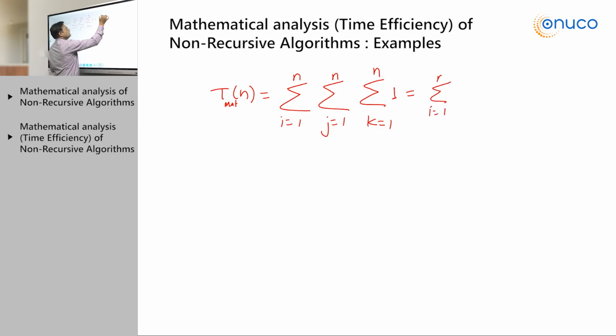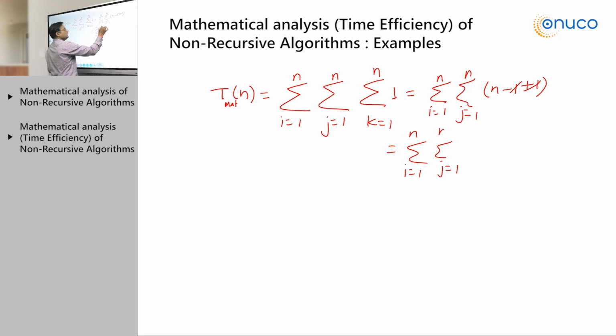So the outer loops will be kept as they are. First we are going to solve the inner loop. What is that? n minus 1 plus 1. Upper limit minus lower limit plus 1. 1 and 1 got cancelled. So in that case, we have i is equal to 1 to n, j is equal to 1 to n, and here we got n. Remember that this n does not depend on the j value. The j value is j is equal to 1, 2, 3, 4, 5, up to n. So this n does not depend on the j value, hence we can take n outside.